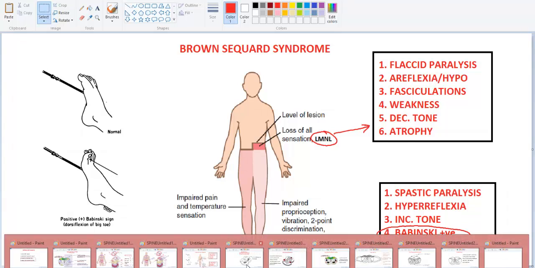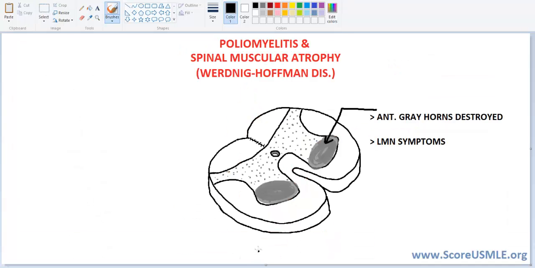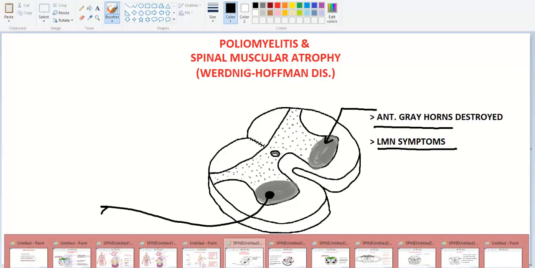Alright, so let's move on and cover some of the other spinal cord diseases. Now, poliomyelitis and spinal muscular atrophy are two such diseases which involve the anterior gray horns, where these are destroyed. And if you remember, here was where the cell body of the lower motor neuron rested and the axon of which used to supply the effector muscle. Now, when these neurons are destroyed here, this gives the patient lower motor neuron symptoms such as flaccid paralysis, areflexia, fasciculations and atrophy.